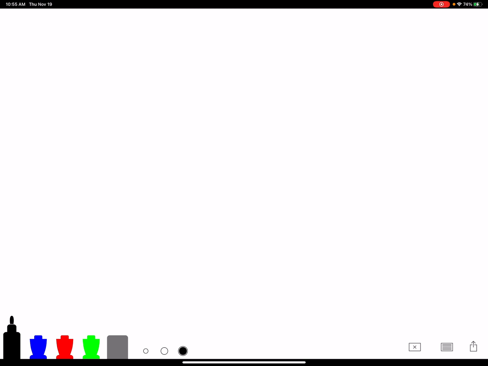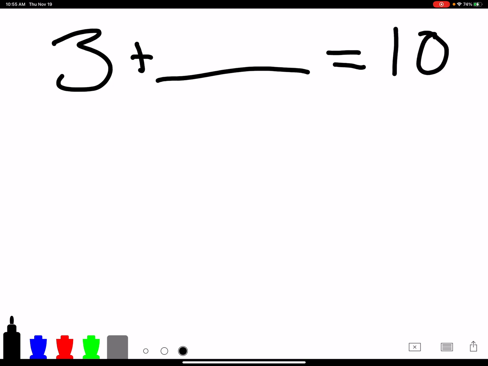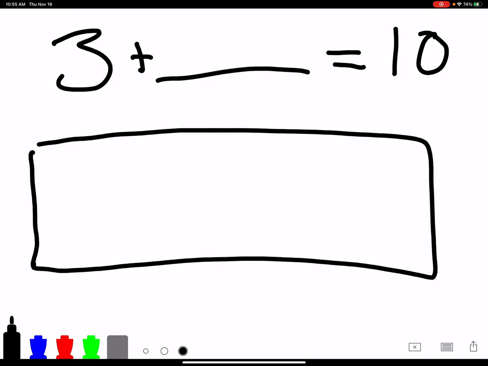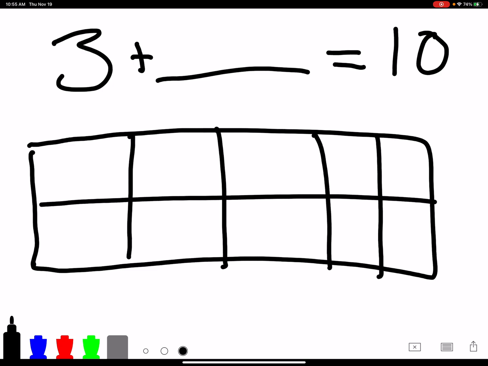Now let's do another example. So for example, we have an equation written out like 3 plus blank equals 10, and it wants us to draw an example of this equation on our base 10 frame. So we're going to make a little chart. How many blocks does the chart have? 10 blocks. So we're going to make a chart with 10 blocks.